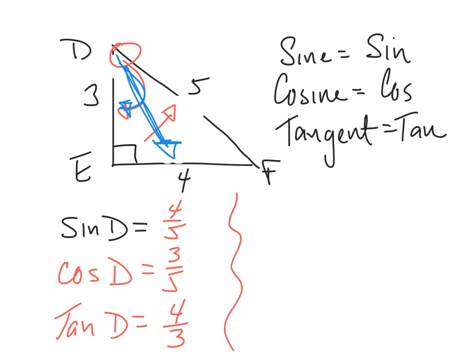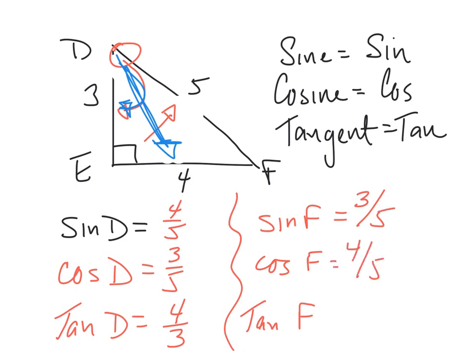So you can hit pause here and try this. Figure out what sine of F is, cosine of F, and tangent of F. Ready? Go. Hit pause, do it. All right, so hopefully you did that. If you came up with sine being opposite over hypotenuse, cosine being adjacent over hypotenuse, and tangent being opposite over adjacent, pretty good stuff right there.